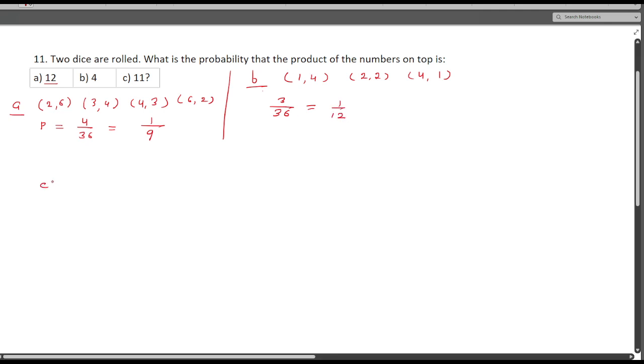And C, the product as 11. Now for product as 11, there is no way that I will get product as 11. So there is no outcome favoring the product to be 11. So my result is 0.